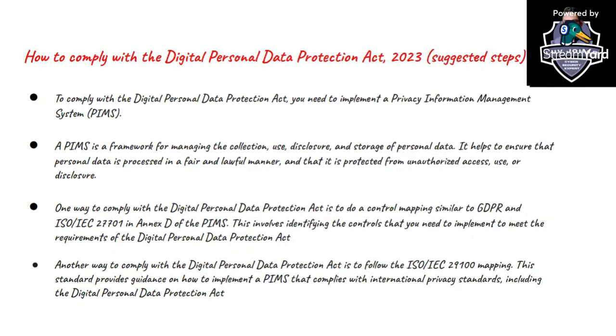So if you have these frameworks already aligned in your organizations, please note this very important tip. You can do a control mapping, friends. If you do a control mapping, you can identify the controls that you need to implement to meet the requirements of the Digital Personal Data Protection Act. Not all the controls would map, I can assure you that, but I will show you some examples which will help you understand how this mapping can be done.